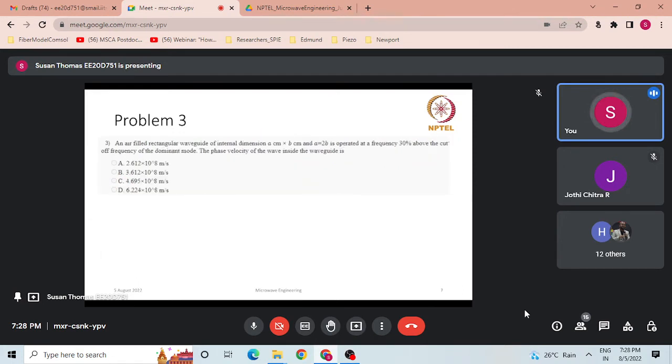Okay, so the third question is again about an air-filled rectangular waveguide with the condition a = 2b, that is, dimension a is equal to 2 times b, operated at a frequency 30% above the cutoff frequency of the dominant mode. This is something similar to the first question.